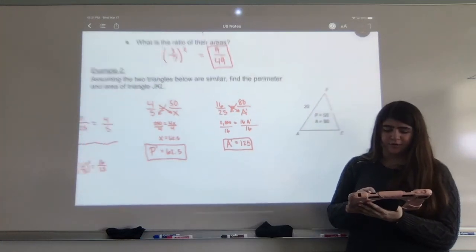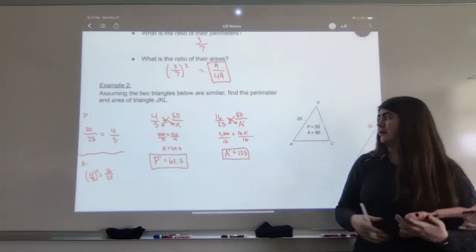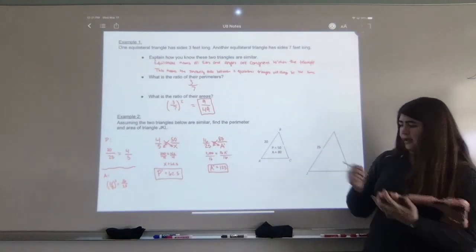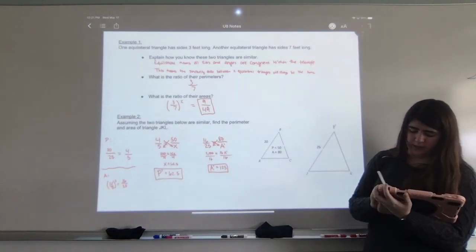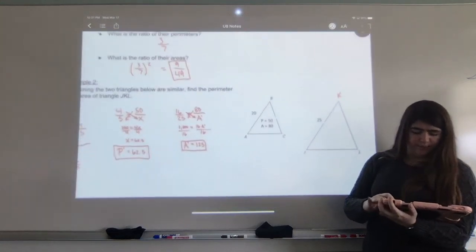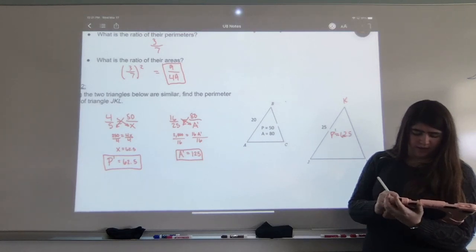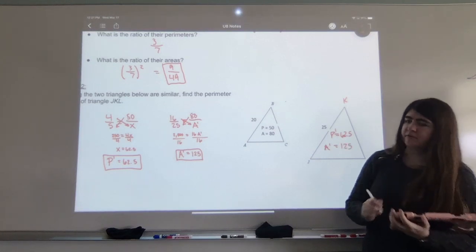All right, so there's my perimeter and area for triangle JKL, and it does look like the K got cut off a little bit here. That's supposed to be K, and if we want to be consistent, then we would say that P is equal to 62.5, and my new area is also 125.